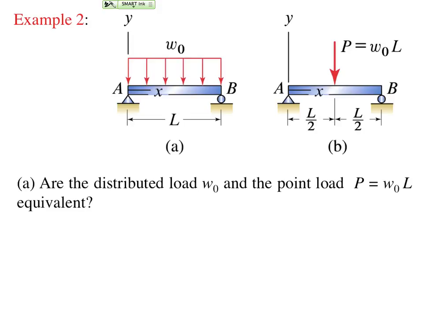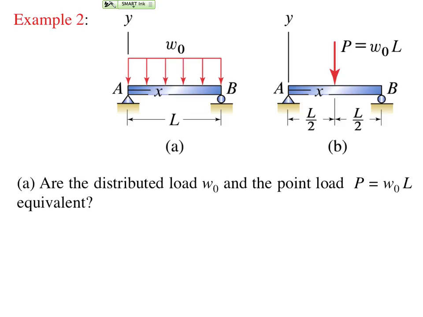We close section 8.2 with example 2, which is actually a reproduction of example 8.5 in your textbook. On the left side of the figure in part A, we have a beam of length L subjected to a uniform distributed load of strength W0. On the right side of the figure in part B, we have a beam of length L subjected to a single discrete force P whose magnitude also happens to be equal to W0L.